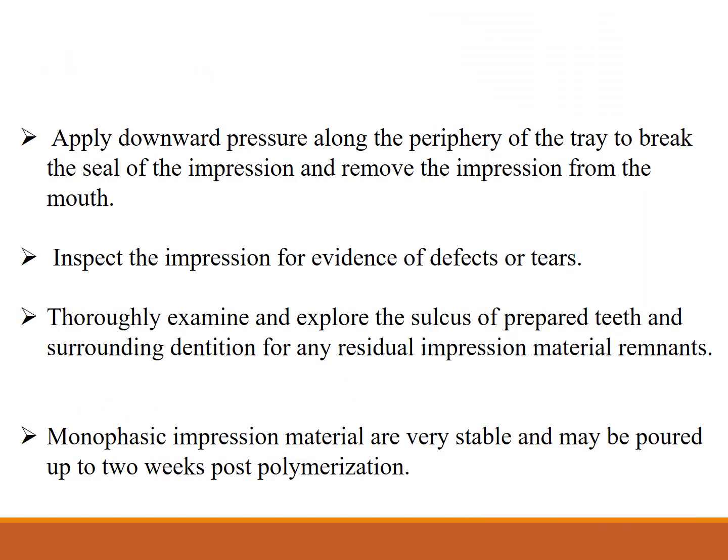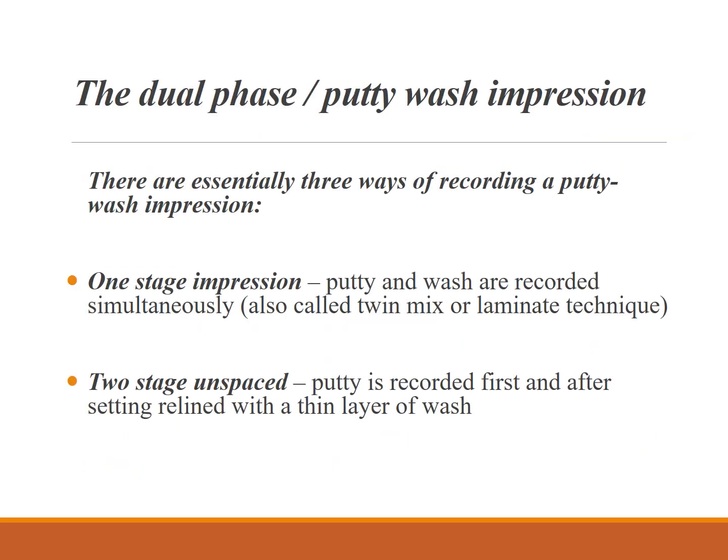Apply a downward pressure along the peripheral tray to break the seal, because these are very tight impression materials. They take tight space, and remove the impression from the mouth. Inspect the impression for evidence of defects or tears. Thoroughly examine, explore any sulcus, dentition, anything remnants around the teeth. So it's a very stable material. It can be poured up to 2 weeks, but of course you should do it as soon as possible.